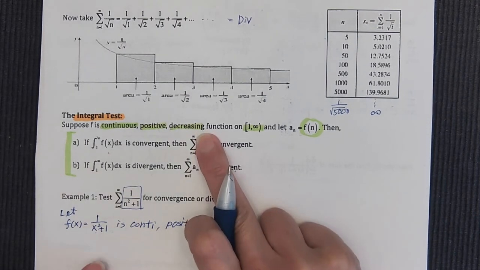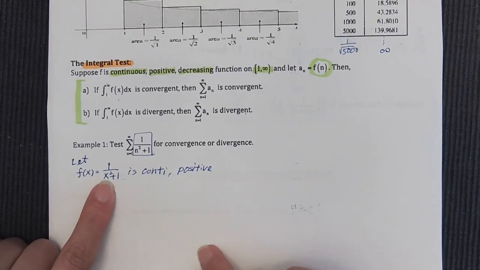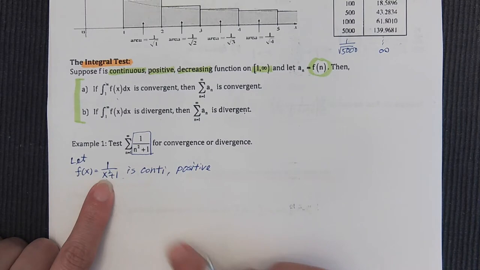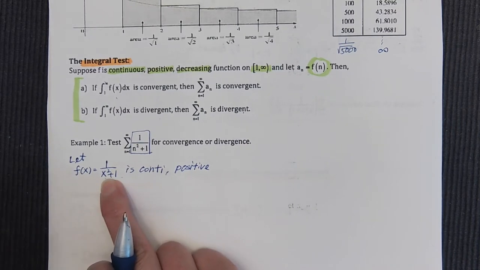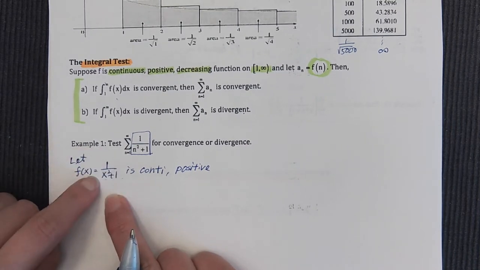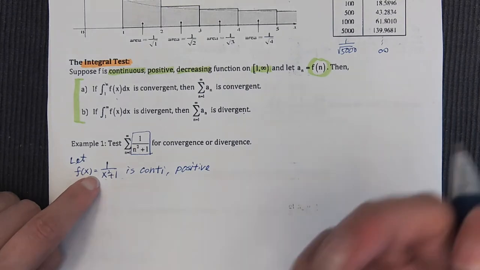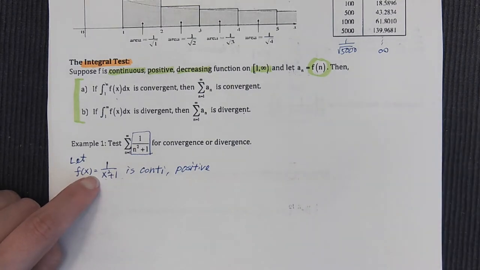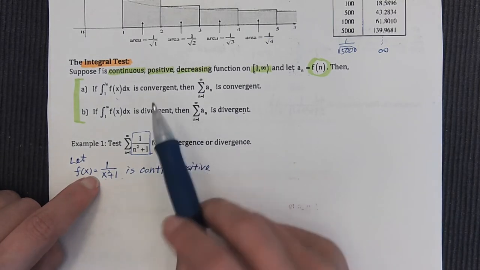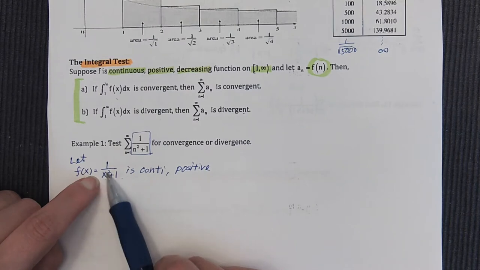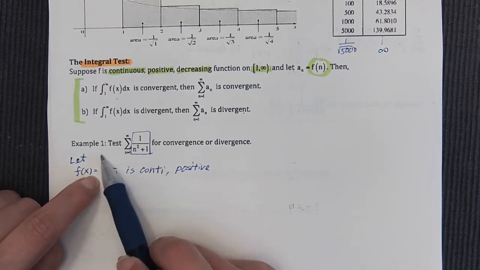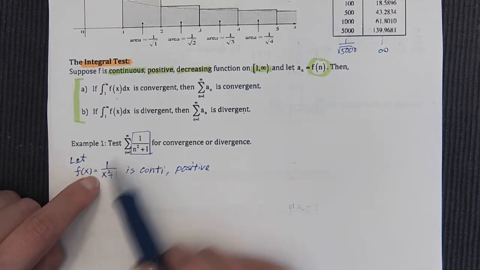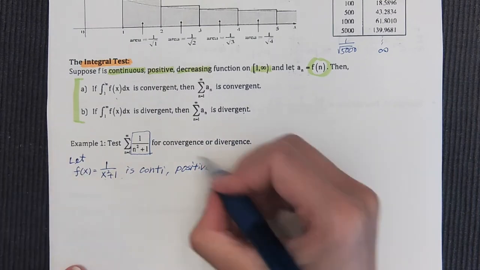But can I say it's decreasing? What do you think? If the denominator is getting bigger and bigger, the fraction is getting smaller and smaller, right? You can unmute, I just want to make sure you understand that it's decreasing. If the denominator is getting bigger and bigger, the fraction is getting smaller and smaller. Yes, it is decreasing.